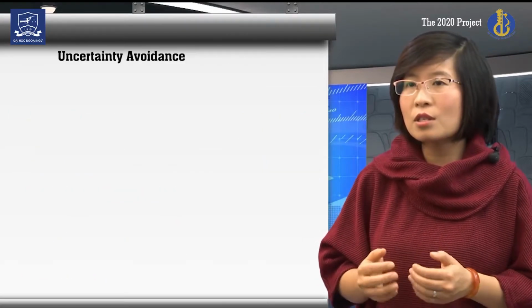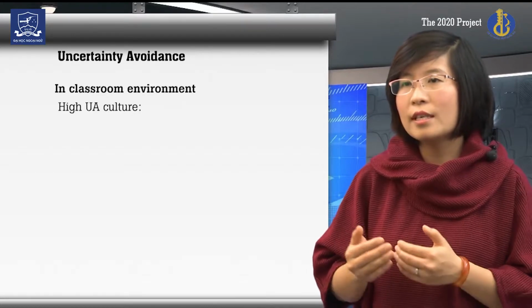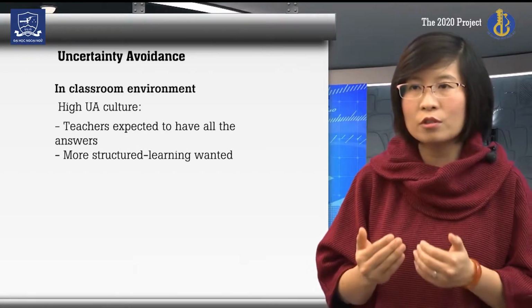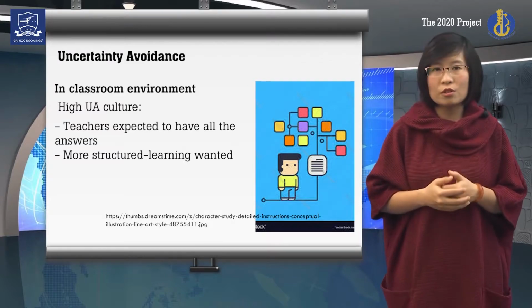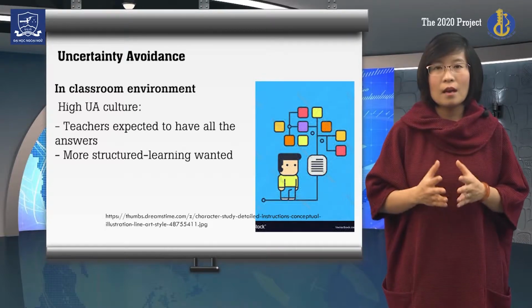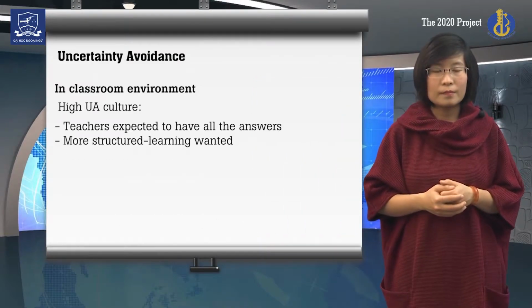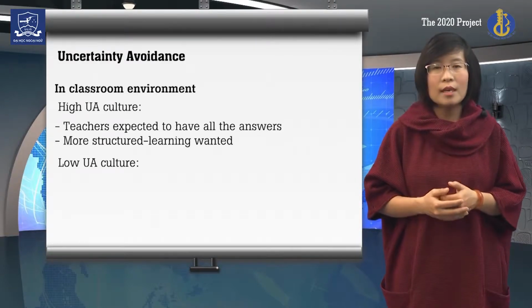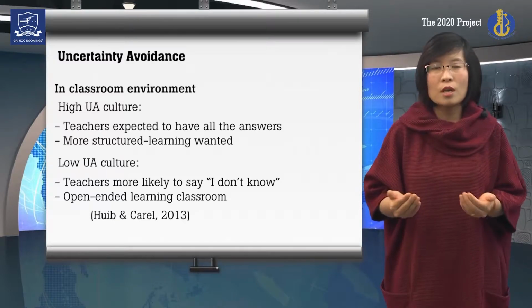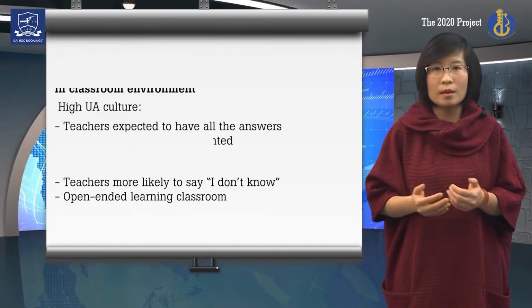Cultural differences in uncertainty avoidance can also be observed in the classroom. In higher uncertainty avoidance cultures, teachers are expected to have all the answers, and their answers are often viewed as absolute truth. Students will want more structured learning, or in other words, more detailed instructions from teachers are expected. Assignments should be described in great details, and good teachers should use simple language. In a lower uncertainty avoidance culture, teachers are more likely to say, "I don't know," and the classroom learning may be open-ended with no timetables and broad assignments. Different opinions and new ideas from the students are welcome.